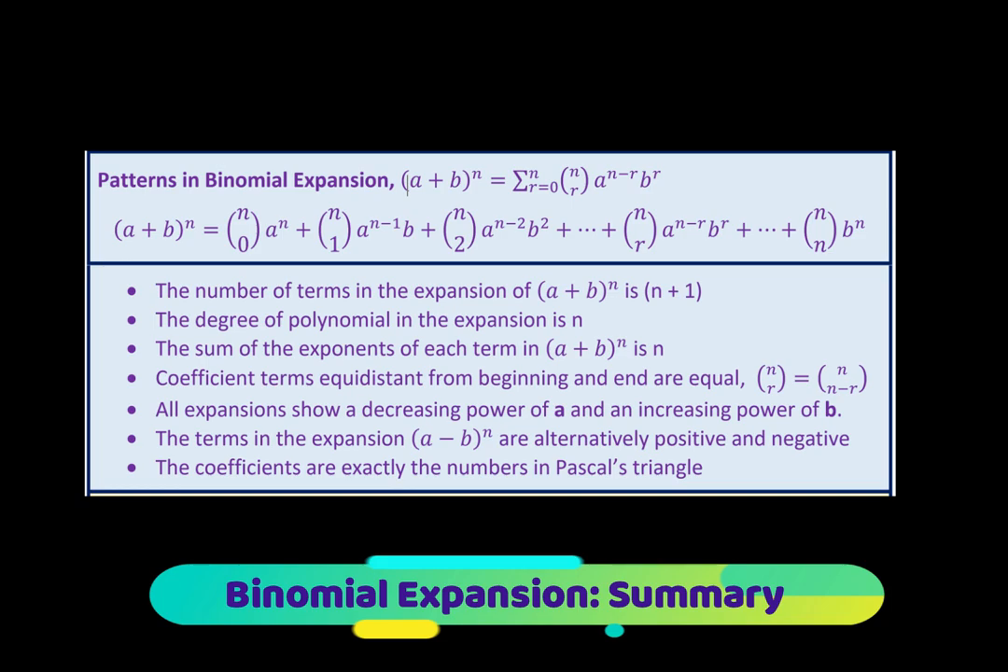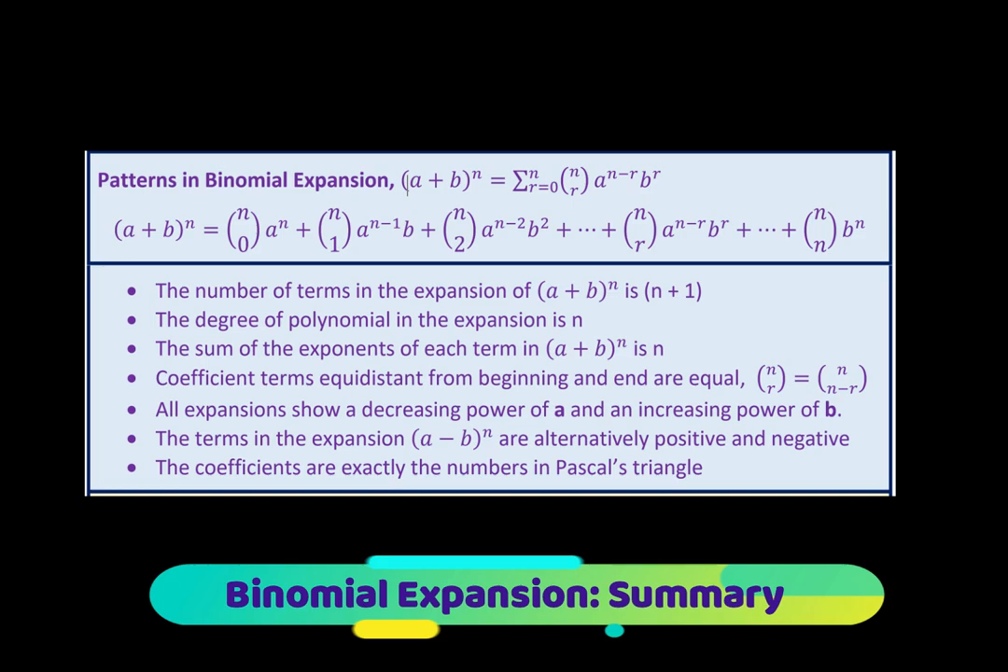The number of terms in the expansion of a plus b to the power of n is n plus 1. The degree of the polynomial in the expansion is n. The sum of the exponents of each term in a plus b to the power of n is n. Coefficients of terms equidistant from the beginning and end are always equal: nCr equals nC(n minus r). All expansions show a decreasing power of a and an increasing power of b. The terms in the expansion of a minus b to the power of n are alternately positive and negative.